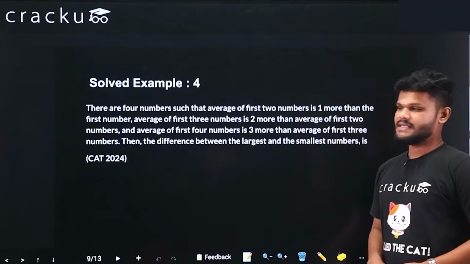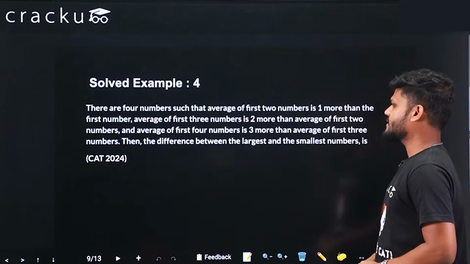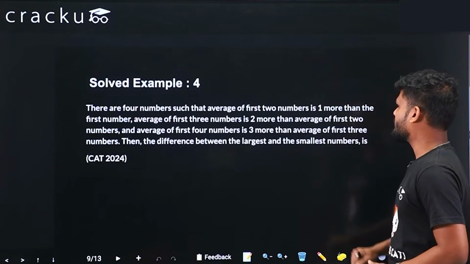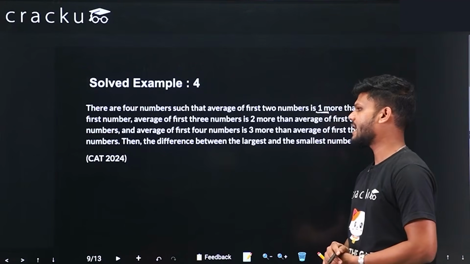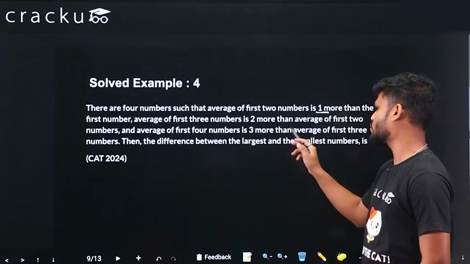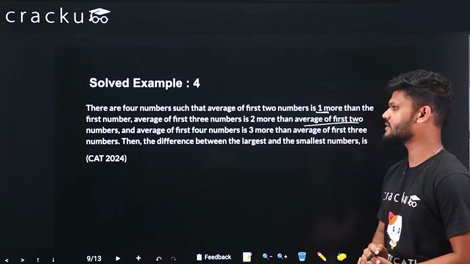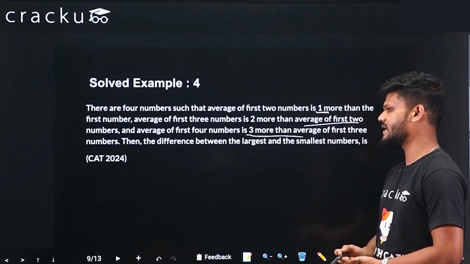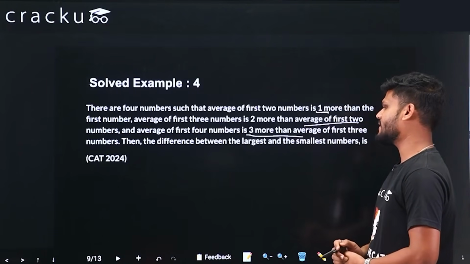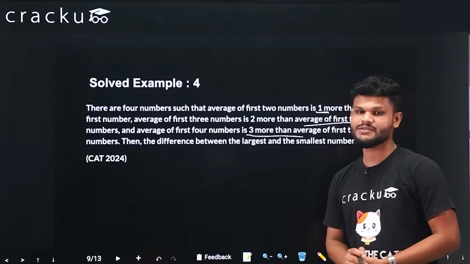Now this question says there are 4 numbers such that the average of the first 2 numbers is 1 more than the average of the first number. The average of the first 3 numbers is 2 more than the average of the first 2 numbers. The average of the first 4 numbers is 3 more than the average of the first 3 numbers. Then the difference between the largest and the smallest number is what?